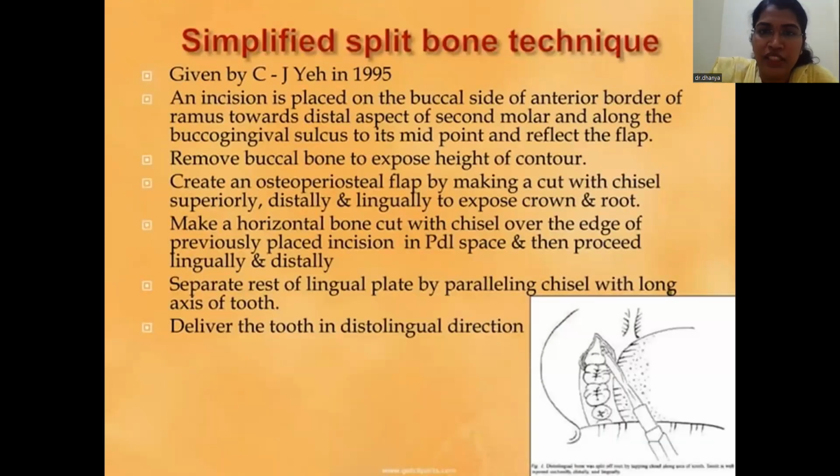Then there is the simplified split bone technique, which was given by CJR in 1995. The incision is placed on the buccal side of the anterior border of the ramus towards the distal aspect of the second molar, along the buccal junction to its midpoint to reflect the flap, and removal of the buccal bone to expose the height of the contour. After reflecting everything, you give a horizontal bone cut with a chisel over the edge of the previously placed incision in the PDS space.